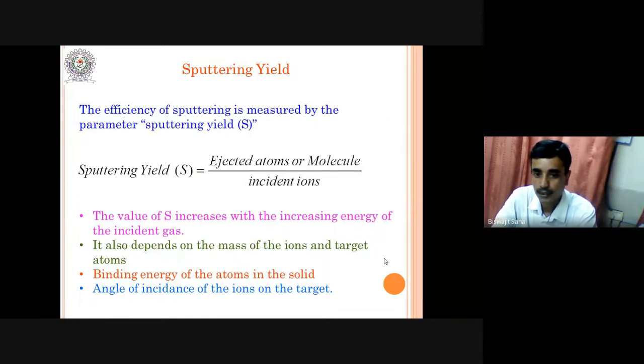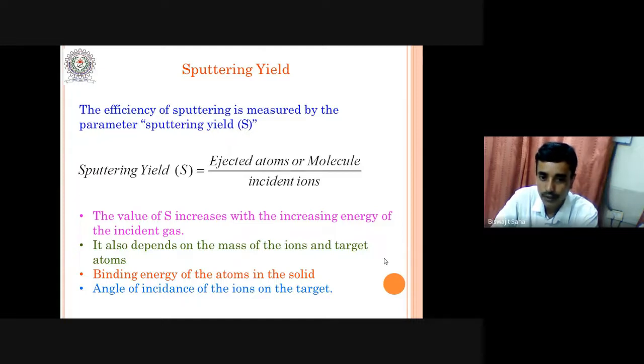The sputtering yield, basically the efficiency of the sputtering. Already we have discussed in one of the previous slides that the energy of the ejected atom and the energy of the incident ion are related with the sputtering yield. So here we can consider the sputtering yield, represented by S, as the number of ejected atoms or molecules divided by the number of incident ions. That is, in terms of number, the sputtering yield.